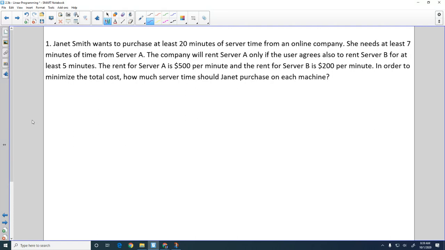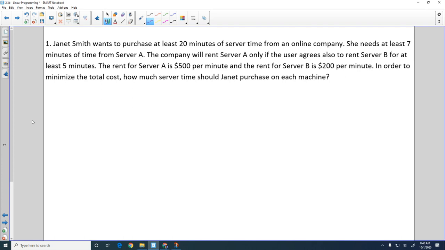So Janet Smith wants to purchase at least 20 minutes of server time from this online company. And she needs at least 7 minutes from server A. The company will also rent server A only if the user also agrees to rent server B for at least 5 minutes. The rent for server A is $500 a minute, and the rent for server B is $200 per minute.